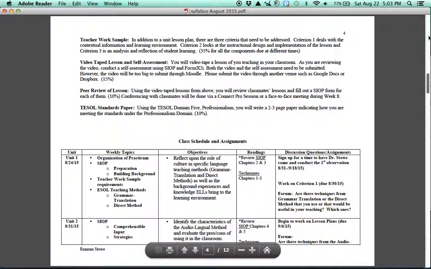You're going to be leaders in the ESOL field, and I don't know if you've had the opportunity to do a lot of conferencing with your peers, so that's a skill that you may need to develop too.